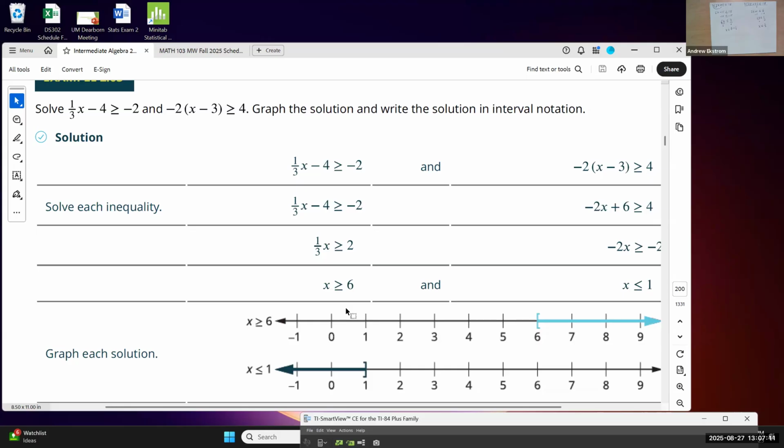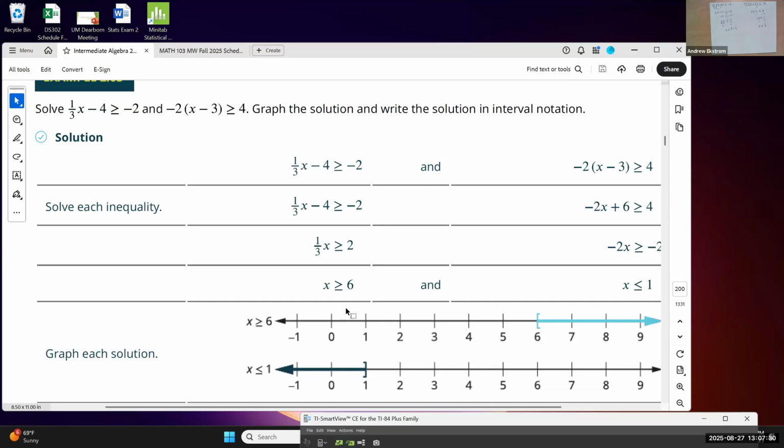Whereas divide both sides here by -2, and you basically just get to what? X minus 3 greater than or equal to -2. You almost get down to this point instantly.